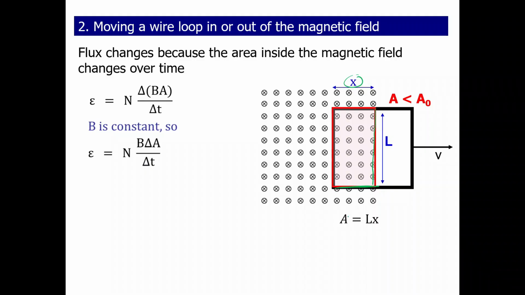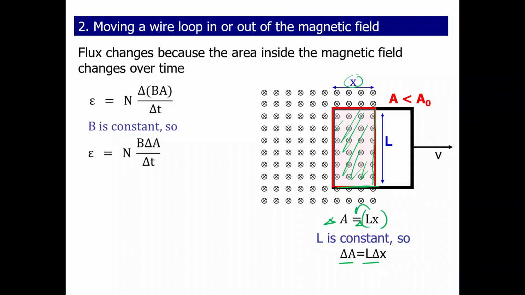That's the area that is inside of the field right here. So if you plug that in, you get our change in A would be the change in L times X. But L is constant, so it can be pulled out in front. So you get that your change in A is equal to L times your change in X.